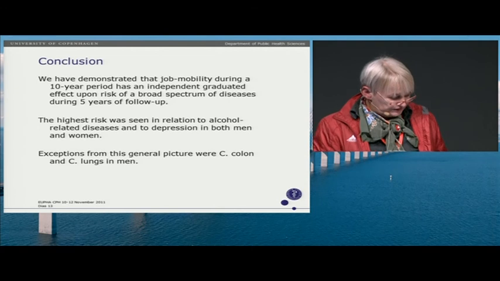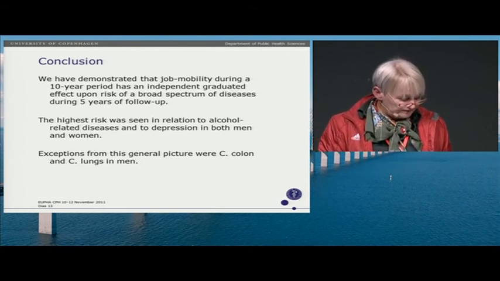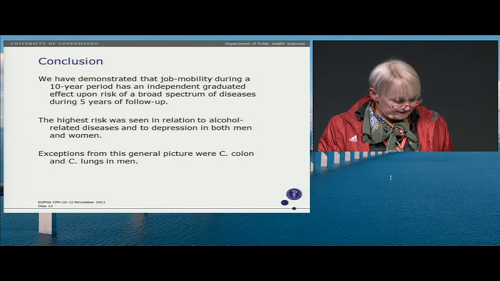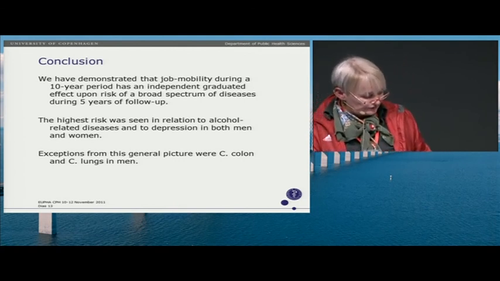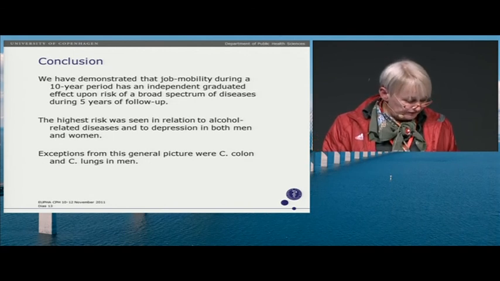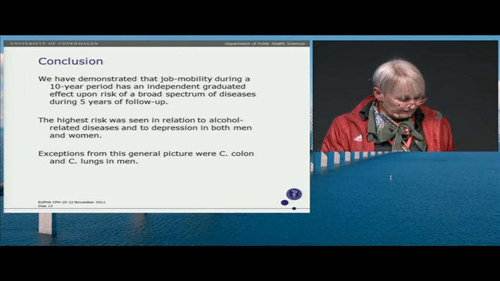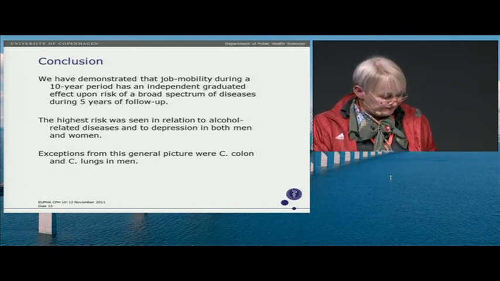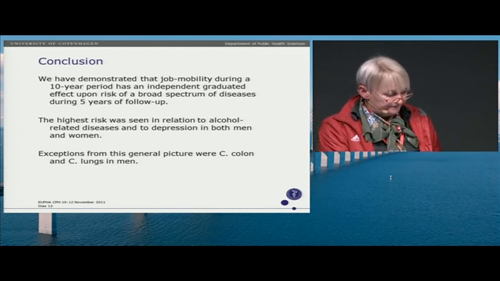In conclusion, we have demonstrated that job mobility during a 10-year period has an independent graduated effect upon a broad spectrum of diseases during 5 years of follow-up. The highest risks were seen in relation to alcohol-related diseases and to depression in both men and women. Exceptions from this picture were cancer of the colon and cancer of the lungs in men.